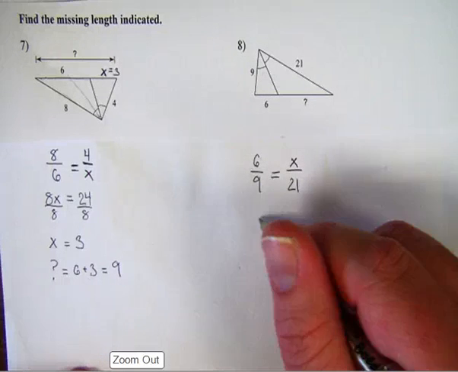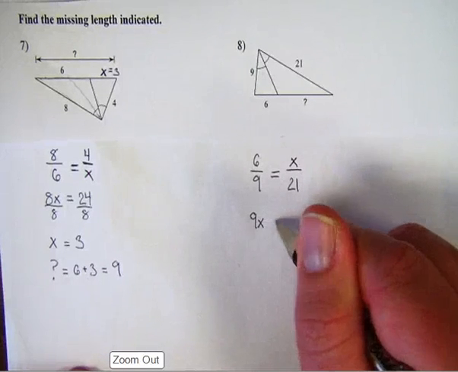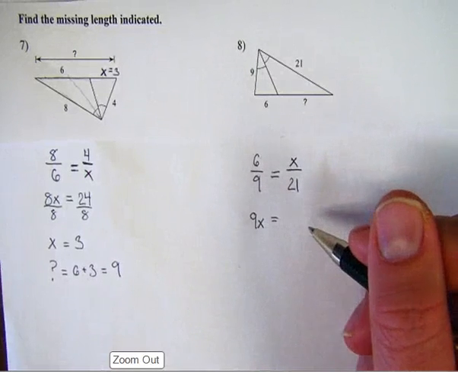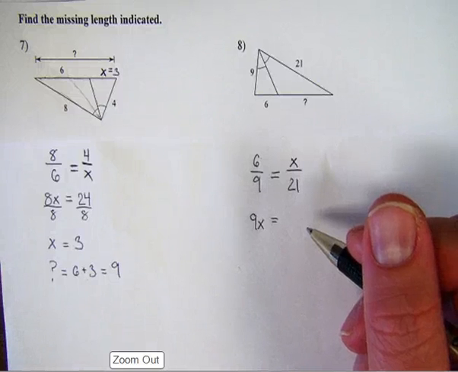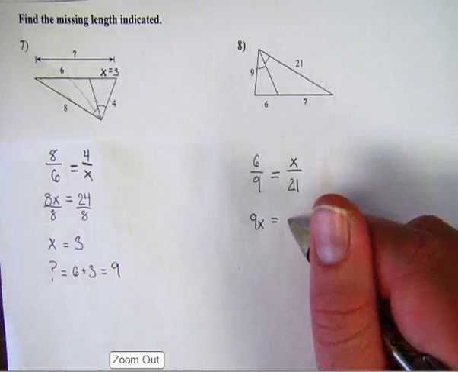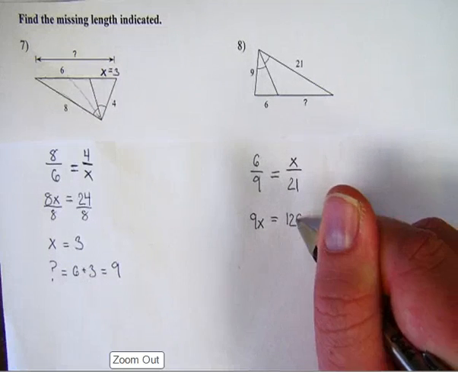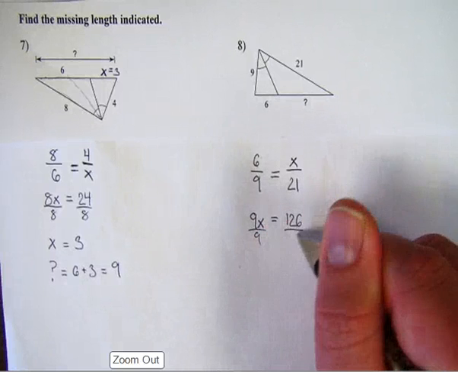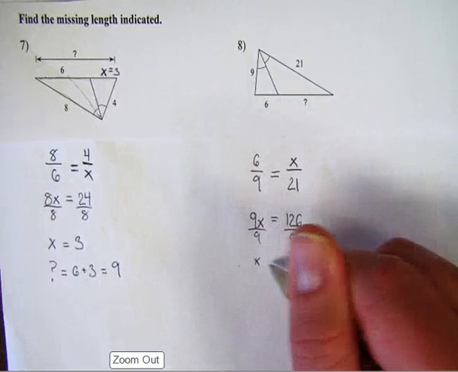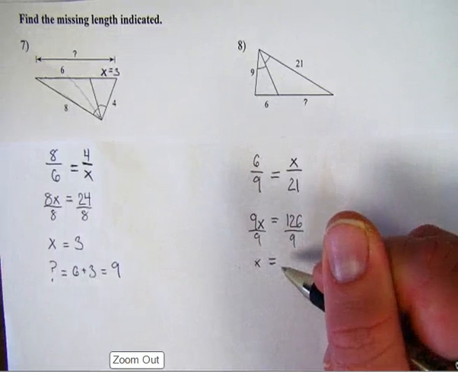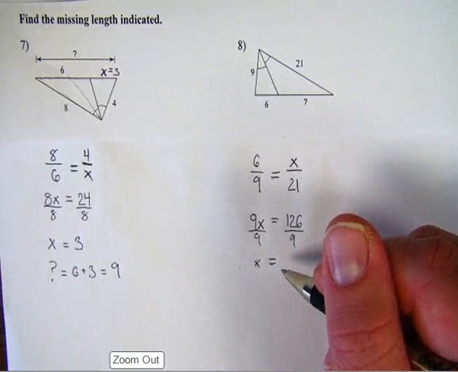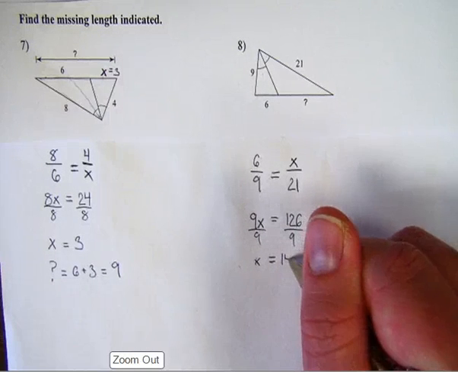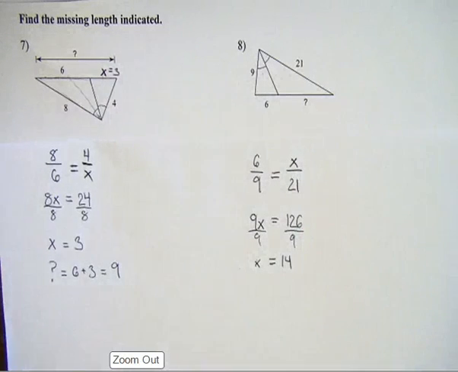Now it's just a matter of cross multiplying. So I find that 9x equals 6 times 21, which is 126. Divide both sides by 9, and x is going to be equal to 14. And so now we've solved the problem.